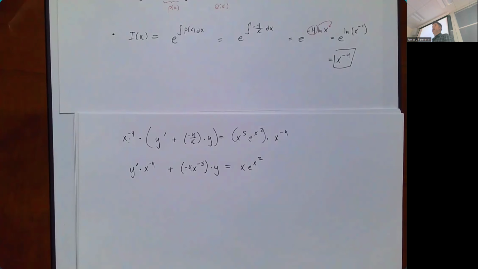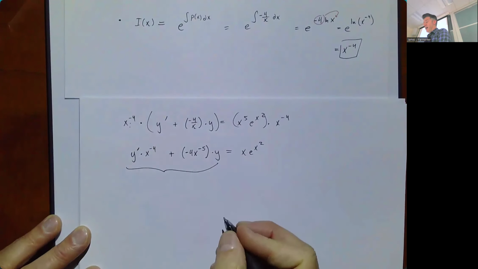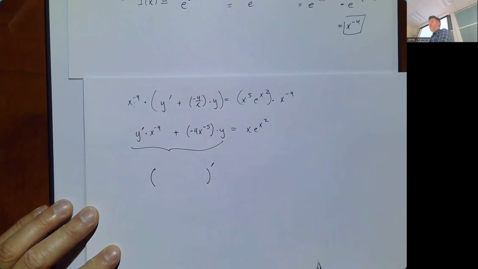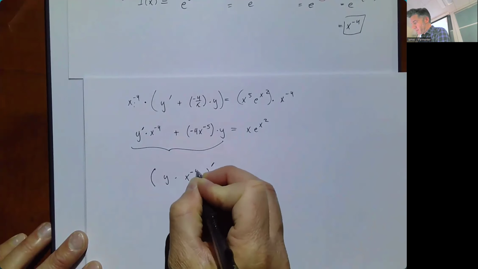So here's what multiplying both sides of the equation by the integrating factor has achieved for us. It's going to always turn the left-hand side into the derivative of a product. So this left-hand side, we're going to rewrite as the derivative of the product of y times x to the negative 4th.